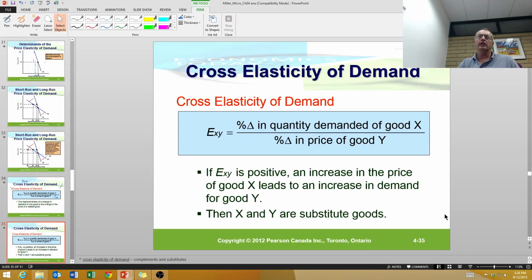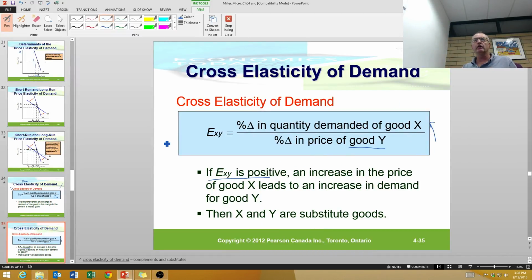Okay, so if the percentage change in the price of product Y results in a relatively large change in the quantity demanded of product X, then the cross price elasticity of demand is positive. I'm going to have some examples here in just a minute. Okay, sorry, I'm on the wrong slide here. Okay, so I have an example here.